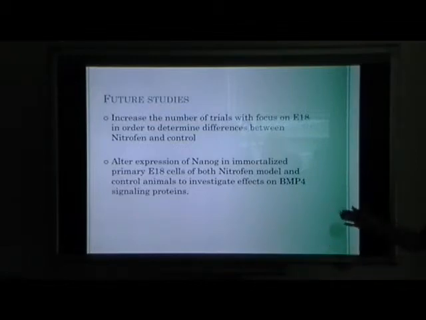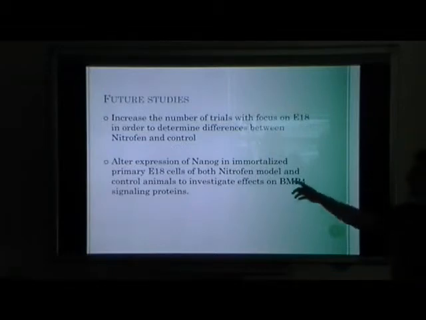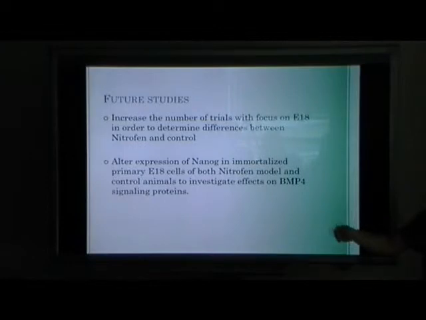And then after that, we have primary cells from E18 rats that have been isolated and immortalized in the lab already. So we can alter the expression of NANOG in those cells using inhibitors or using plasmids to overexpress. We could then check the effect on the BMP signaling proteins and see what's happening downstream, if it is in fact changing what's going on.